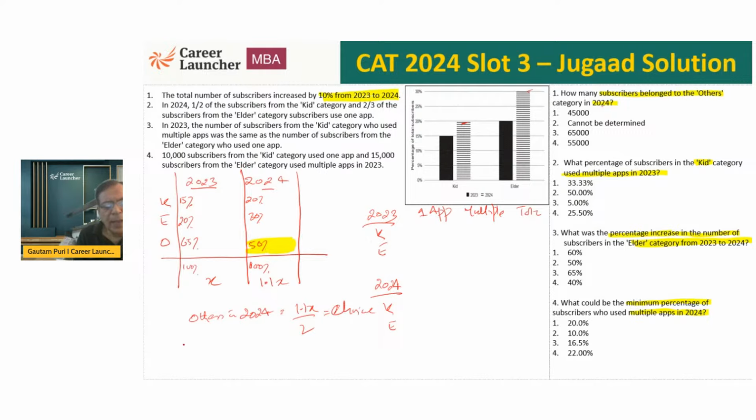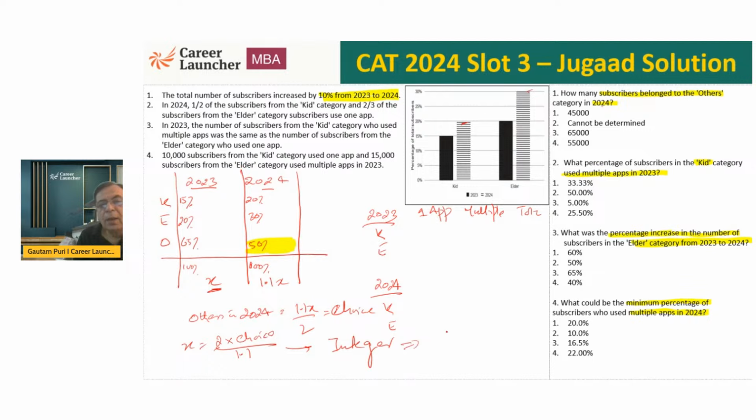So what is X going to be? X is going to be twice the answer choice divided by 1.1. Now what does that mean? 2 is not a multiple of 1.1. The choice should be a multiple of 1.1, or rather a multiple of 11. Why? Because otherwise X will not be an integer. After all, the number of subscribers has to be an integer. You cannot have 283.5 people subscribing for something. It will be either 283 or 284. So X, the number of subscribers in 2023, has to be an integer.